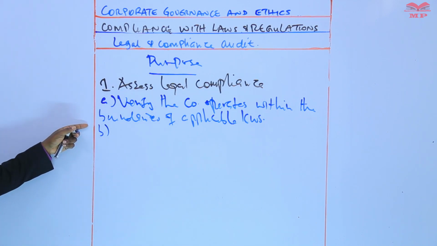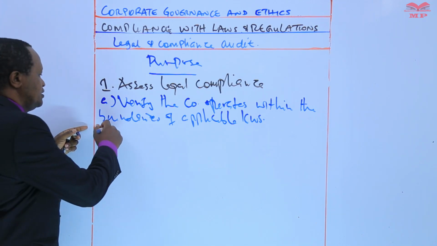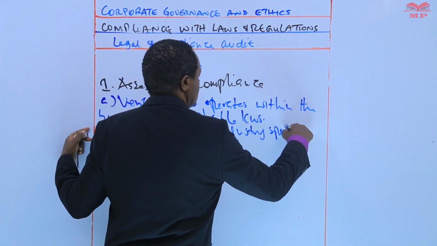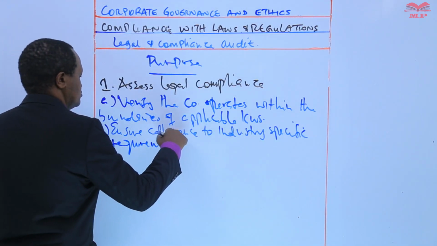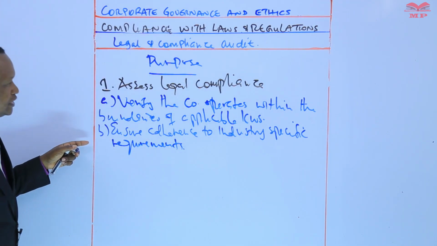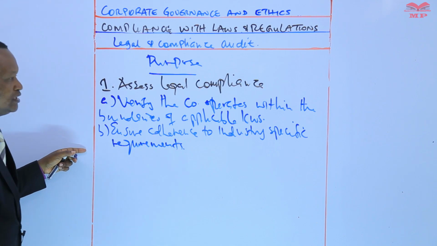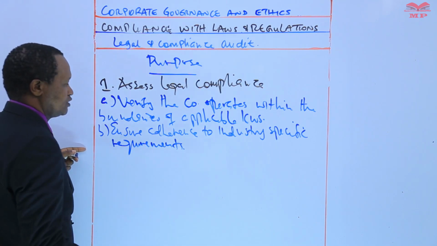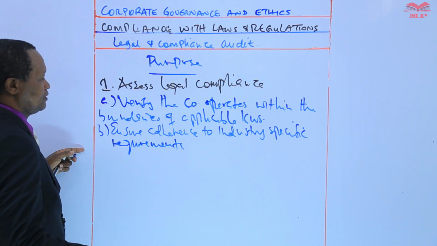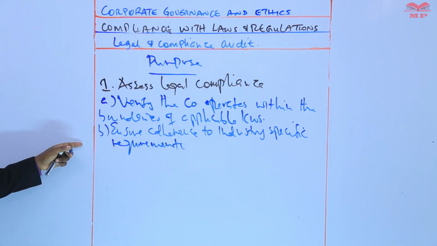Another reason is to ensure adherence to industry-specific requirements. Every industry may have its own specific requirements. So when carrying out a legal and compliance audit, the purpose is to ensure adherence to these industry-specific requirements.